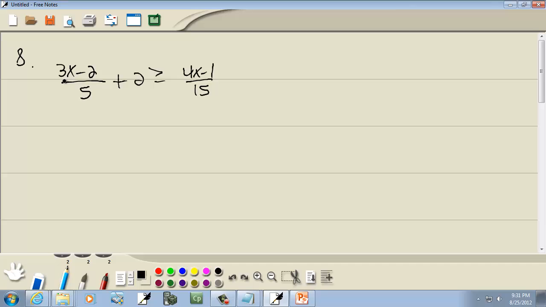Don't have any. Second step, get rid of fractions. Multiply everything by the LCM of all our denominators. Now we got 5 and 15, so our LCM is 15. So multiply everything by 15. So multiply the first fraction by 15, multiply the 2 by 15, and then the fraction on the right side by 15.